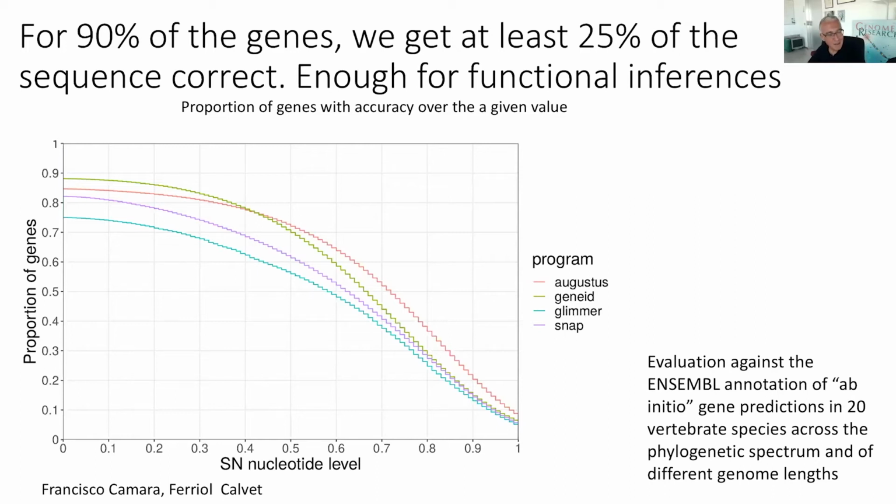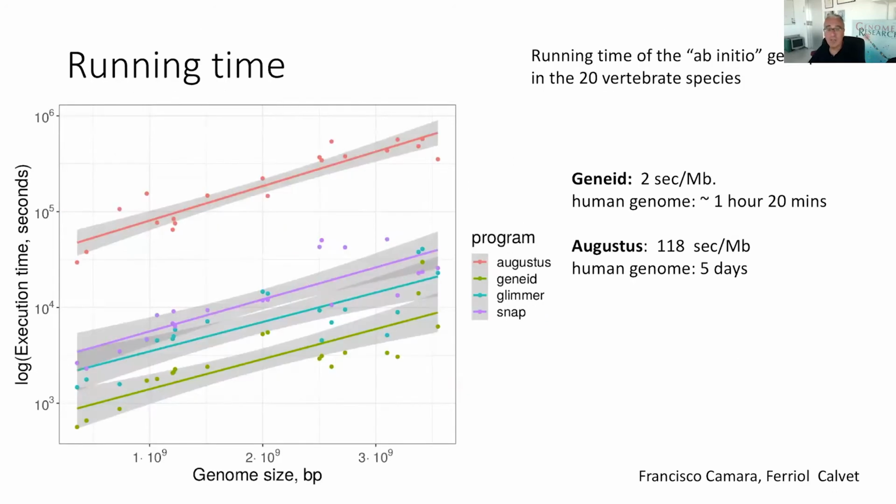And is this really important? Well, it's important for one reason, right? It's because of the execution time. As I said, Ensembl takes weeks or months to annotate the genome. Now, these are what these programs take to annotate the genomes. Augustus actually is very slow. It's very accurate, but the accuracy has a price. geneid is very fast. It's extremely fast. It takes 2 seconds to annotate an average megabase per genome. So we can annotate the human genome in an hour.